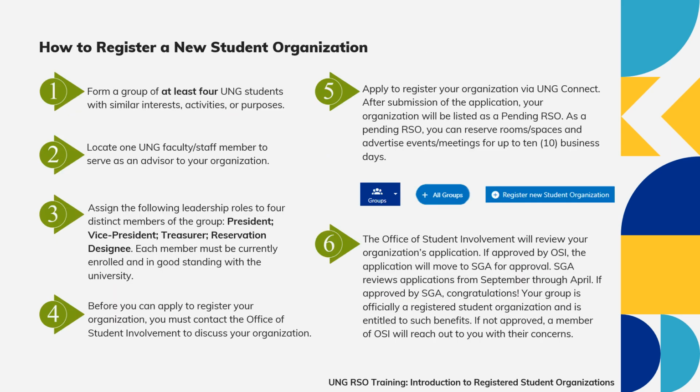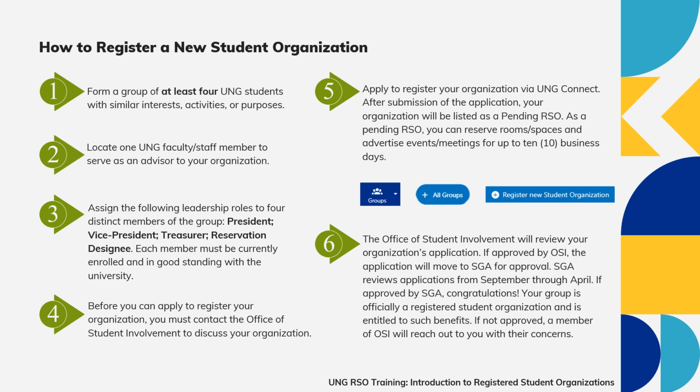If you want to register a new student organization at UNG, follow these steps. Step 1. Form a group of at least 4 students who share similar interests, activities, and goals. Step 2. Locate 1 faculty or staff member to serve as an advisor to your organization. When choosing an advisor, consider those who identify with the mission and goals of your organization. If you have difficulty finding an advisor or have any concerns related to your advisor, please do not hesitate to reach out to the Office of Student Involvement.